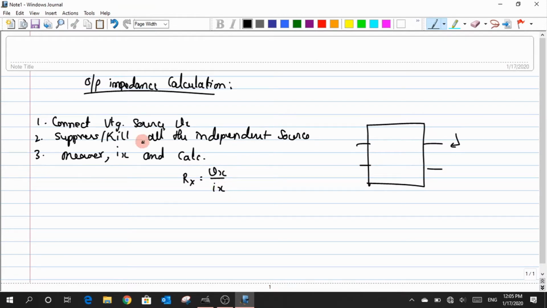So the very first point is to make sure that we connect some voltage source Vx, and then any input source that we had, we try to kill them. If it is a voltage source, we kill it by a short circuit, and later we measure the current Ix. These are the three major rules that we followed to compute the output impedance. Now let me quickly ask a set of questions to see whether you can answer based on these three points.